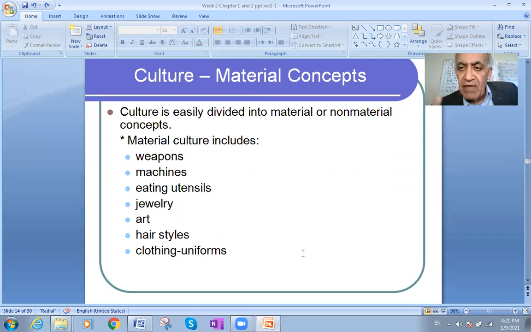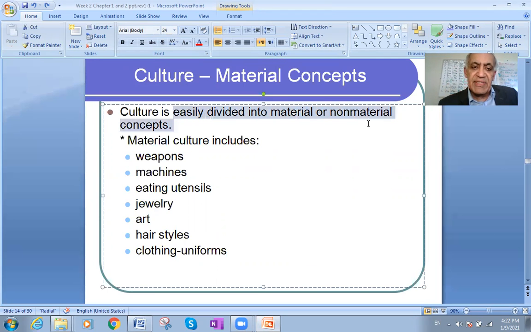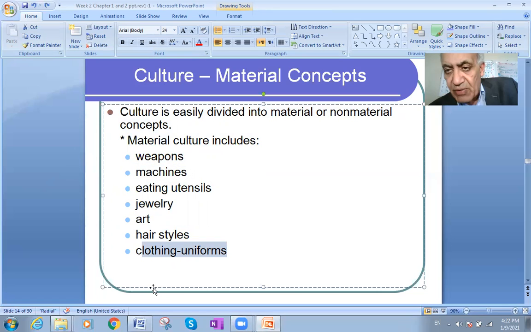In culture, we have material concepts. What are the material concepts of culture? Culture is easily divided into material and non-material concepts. So we can say we have material concepts of culture and non-material concepts of culture. Material culture includes weapons, machines, eating, jewelry, arts, hairstyle, clothing, uniform. Material means it's tangible, which means that you can touch it with your hand. You can hold it with your hand. This is the meaning of it, right?